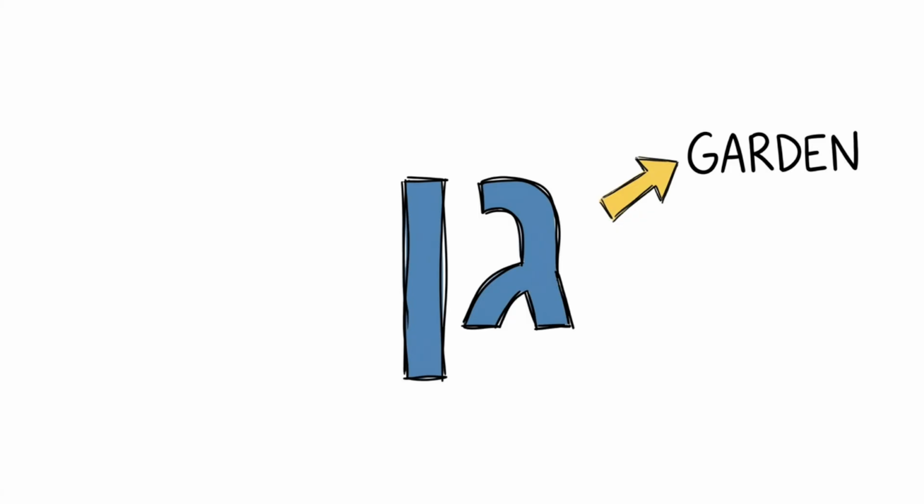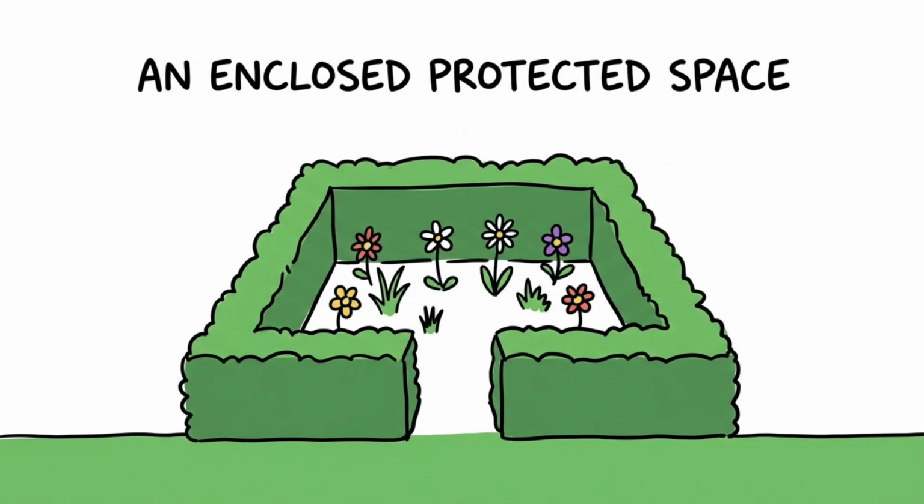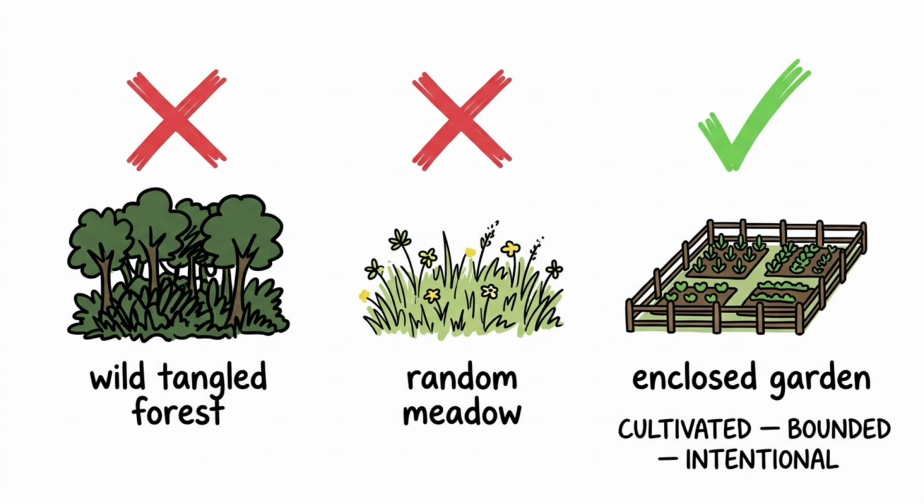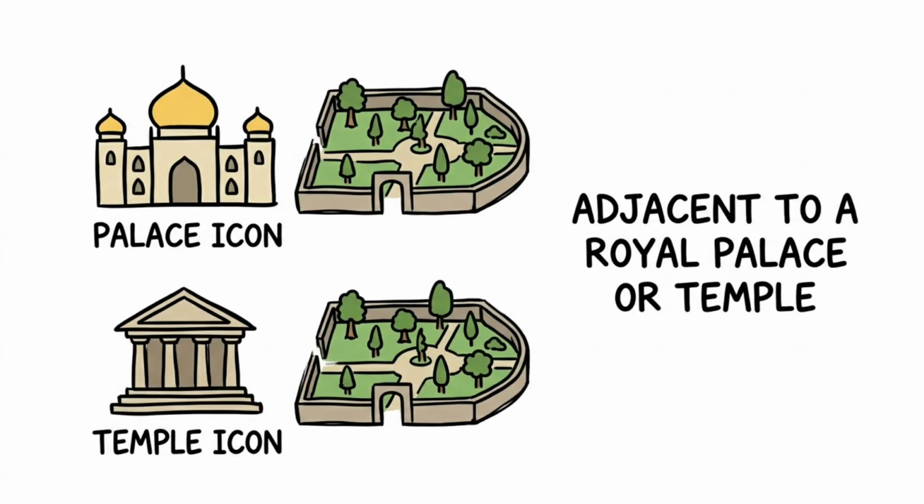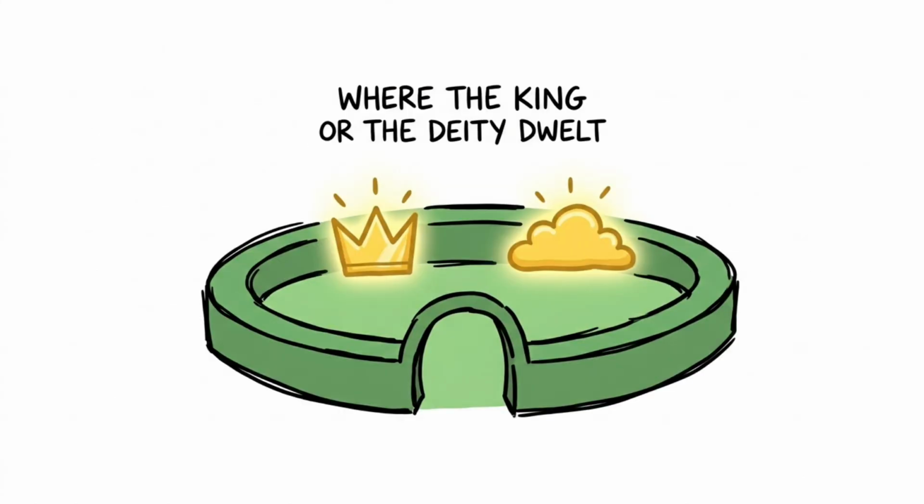In Hebrew, it's gan, a word that implies an enclosed, protected space. Not a wild forest, not a random meadow, a cultivated, bounded, intentional place. And in the ancient Near East, that kind of deliberate garden had a very specific cultural meaning. It was the space immediately adjacent to a royal palace or a sacred temple, a place where the king or the deity dwelt. Now look at what God does in the garden.